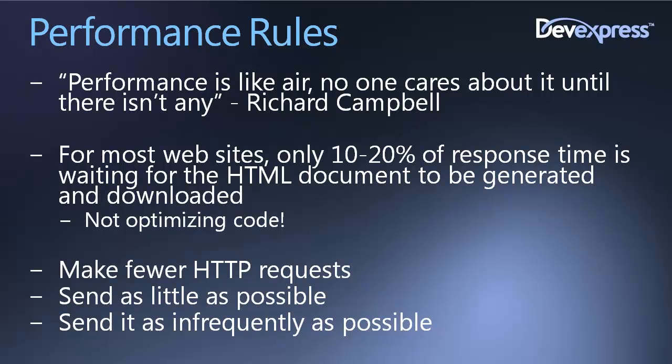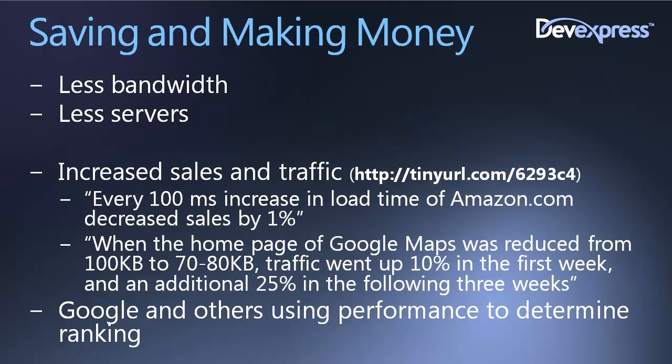How do you save money with this approach? I'm going to show you examples that let you use a lot less bandwidth than you use today, and potentially use fewer servers because we're going to reduce load on your servers. As far as making money, I put a reference there to some research that better performance actually increases your sales and your traffic. There's an example of Amazon.